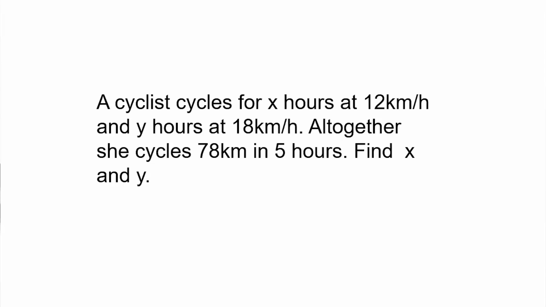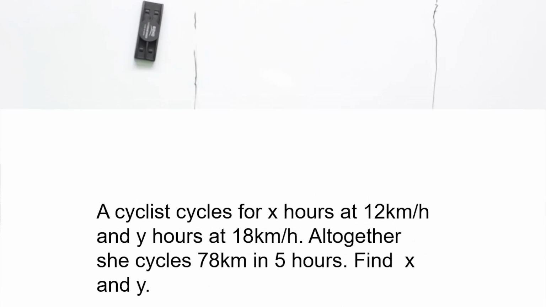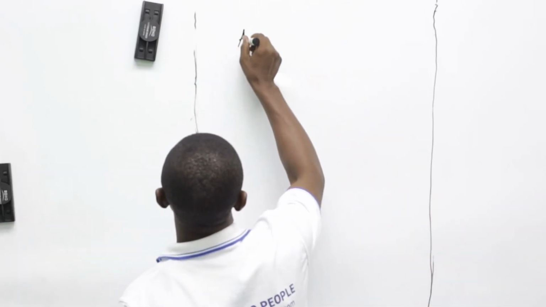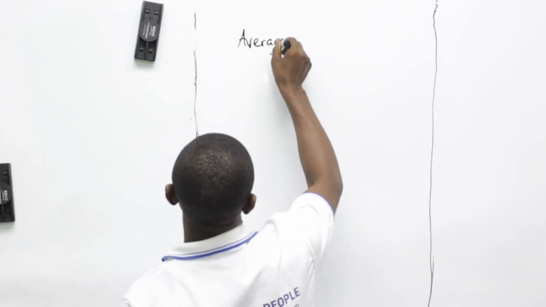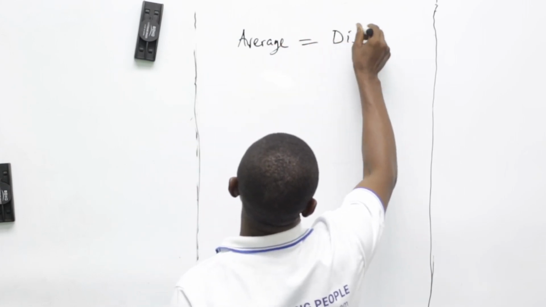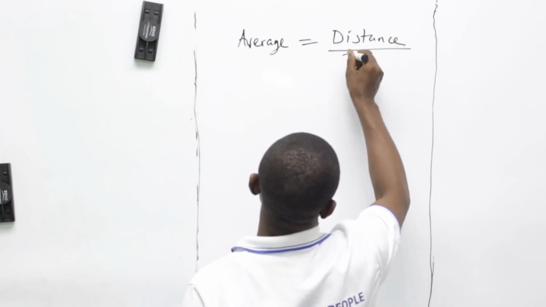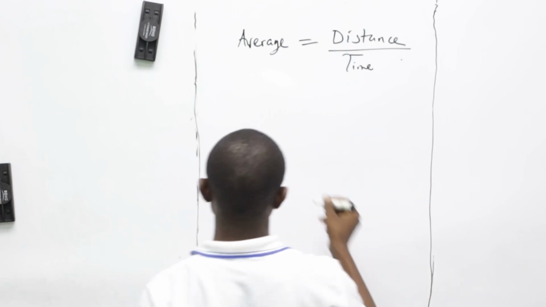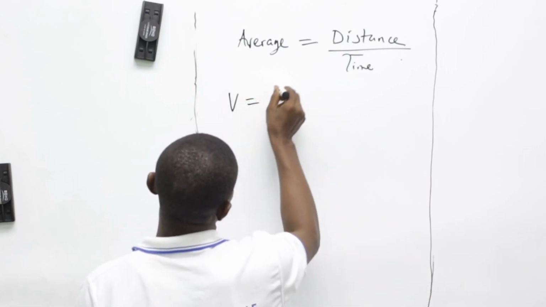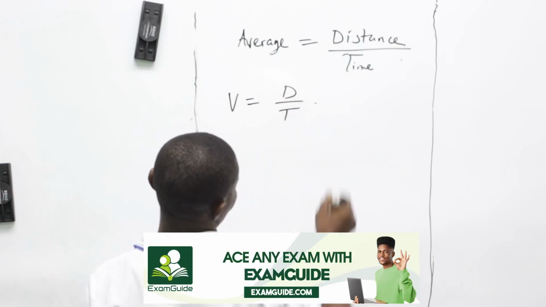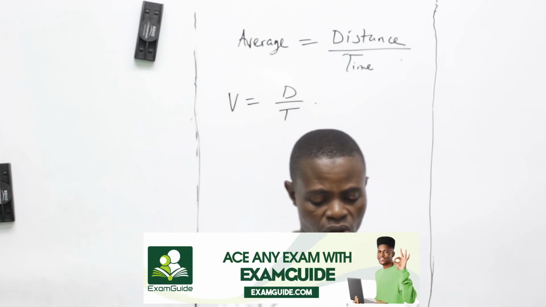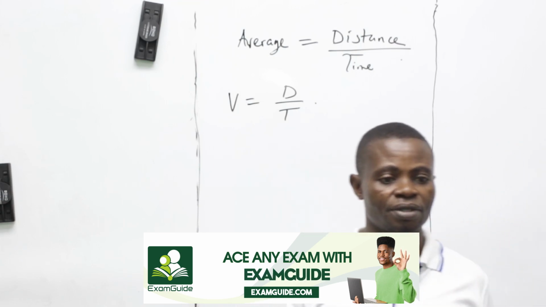So we're going to involve a little physics in this place. In physics, remember that average speed equals what? Distance all over time. That is, average speed equals distance covered all over time taken. That is, V equals D all over T. Whenever we're dealing with something of this nature, you must not do without physics.